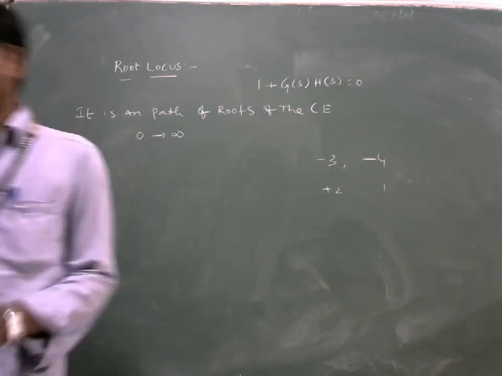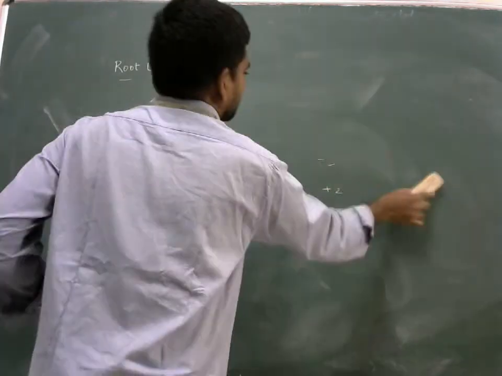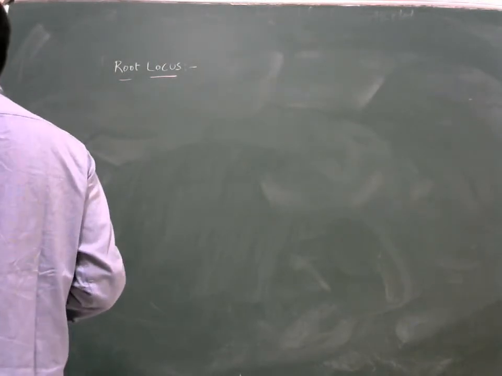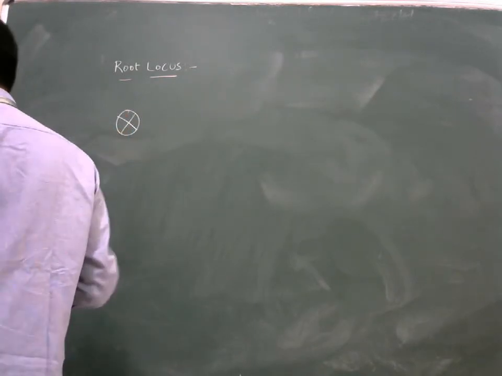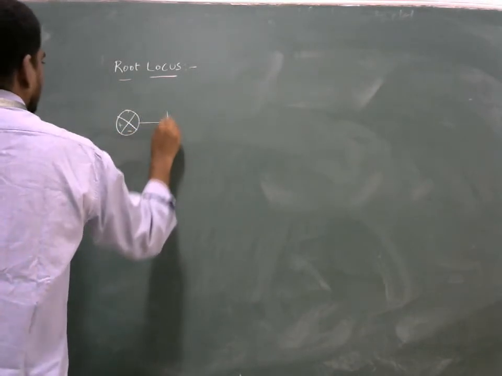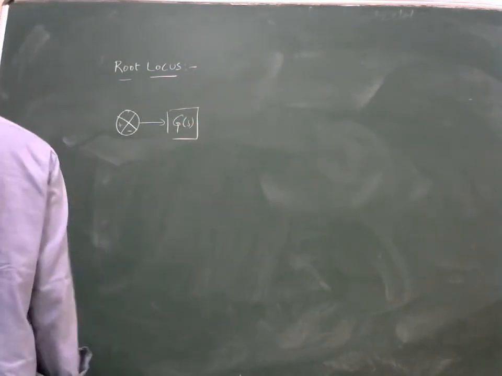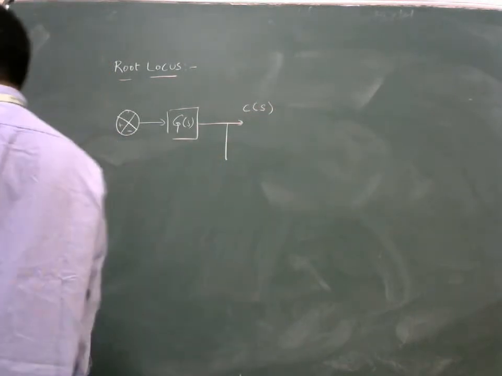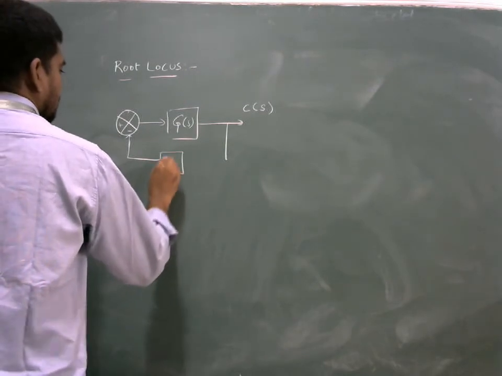For example, consider the system as shown in the figure. Here we have the summing point with plus and minus, and here we have G(s). This is our output C(s). Here we have H(s). Already we discussed these things in the last classes.